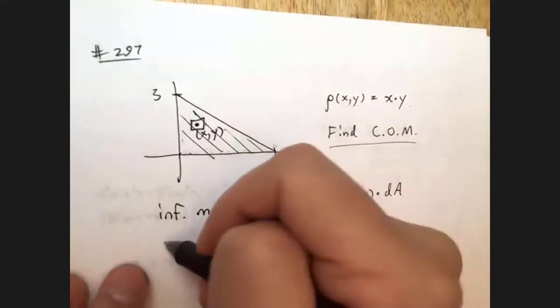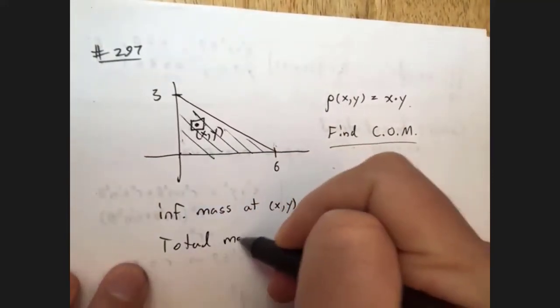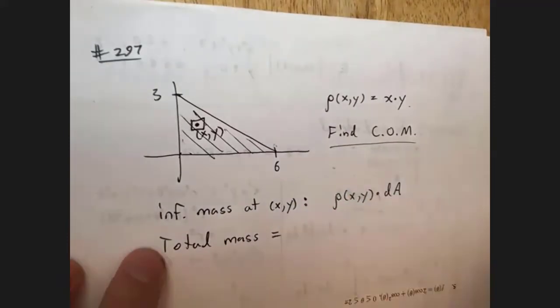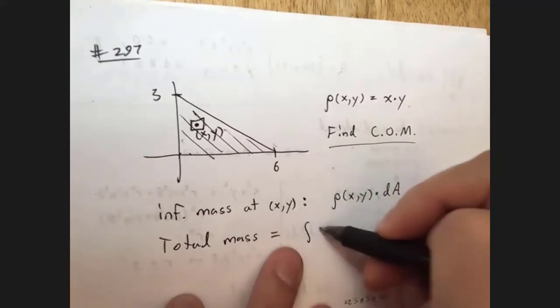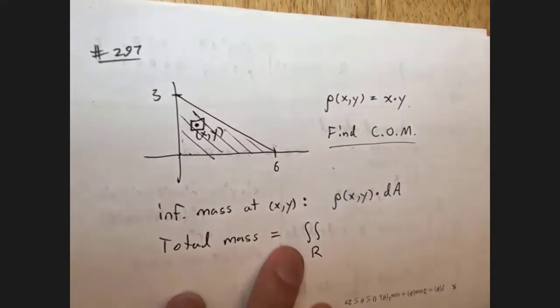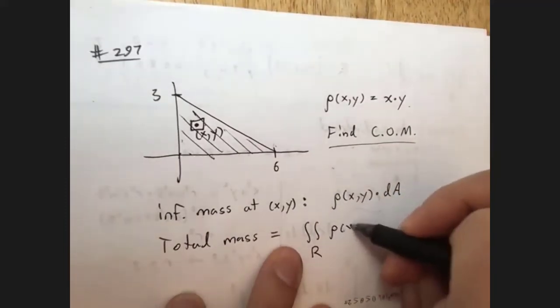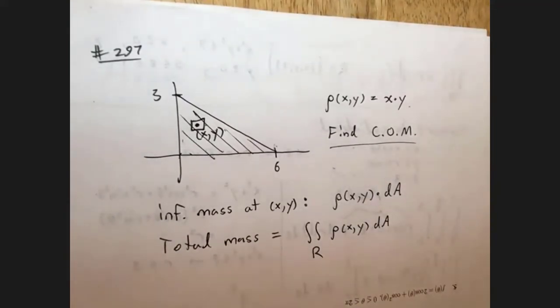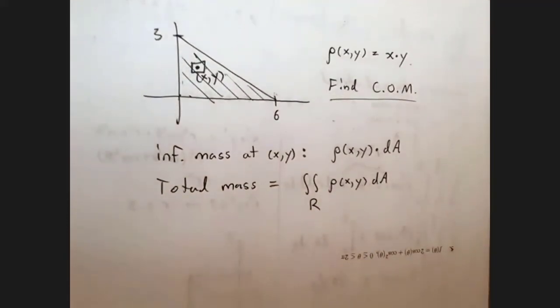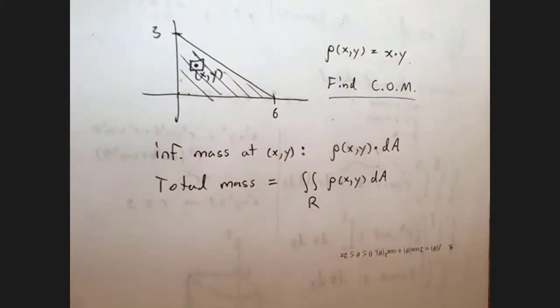And so the total mass is going to be given by integrating all these. You just add up all the infinitesimal masses. Well, that's going to be the double integral over that region of rho of (x, y) dA. That's how you get the total mass. It's the same formula as before. We're just doing a double integral with respect to dA instead of a single integral with respect to dx.